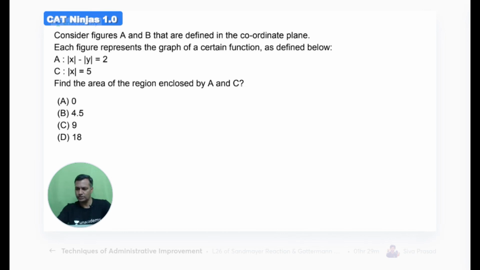Let's do this. Again, 4 lines. What is the first graph talking about? It is talking about 4 lines. What is this graph talking about? 2 lines. Mod x is equal to 5 is 2 lines. Mod x minus mod y is equal to 4 lines. That is talking about 4 lines.